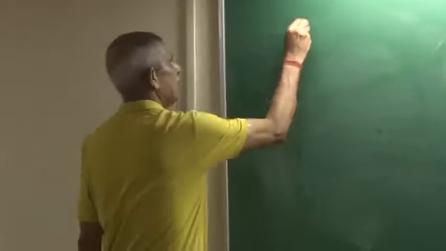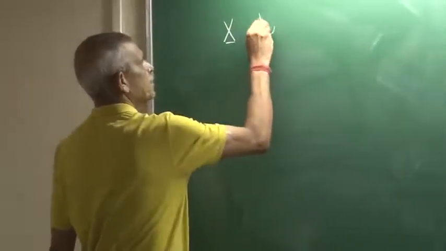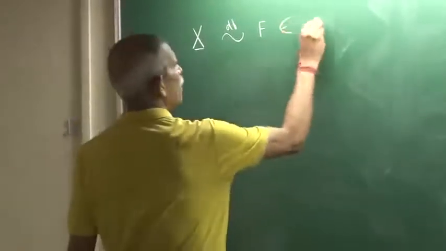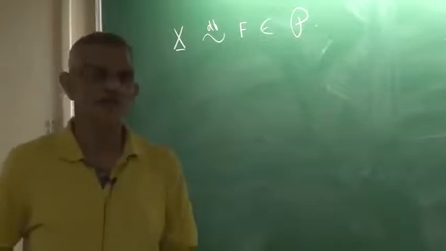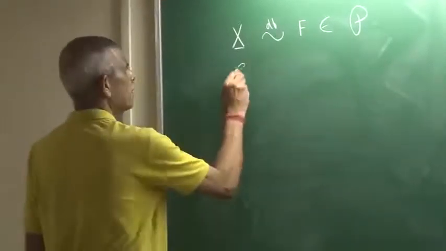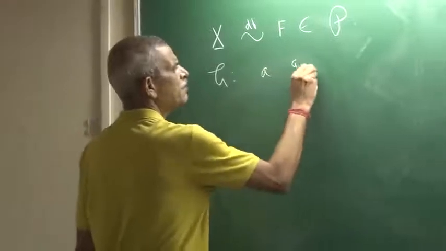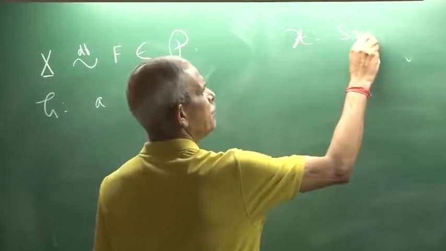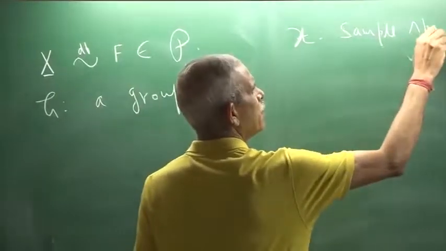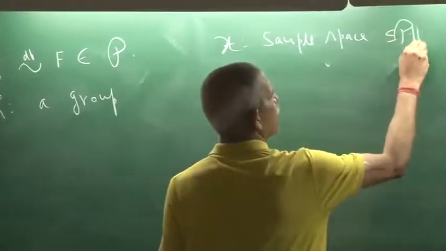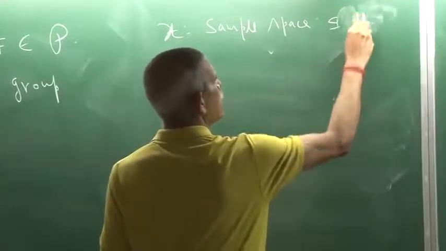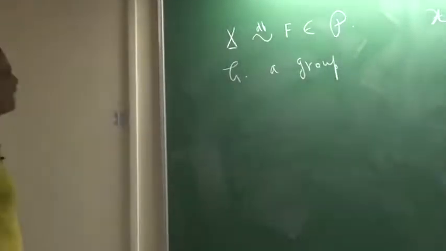So what I have is an X which has a distribution function f, which belongs to a family P. What I am given is a G, a group of transformations. Before that, suppose my chi is the sample space. Of course, this would be a subset of Rn, the n-dimensional Euclidean space. You can take it to be Rn also, it doesn't matter. So G is a group of transformations.